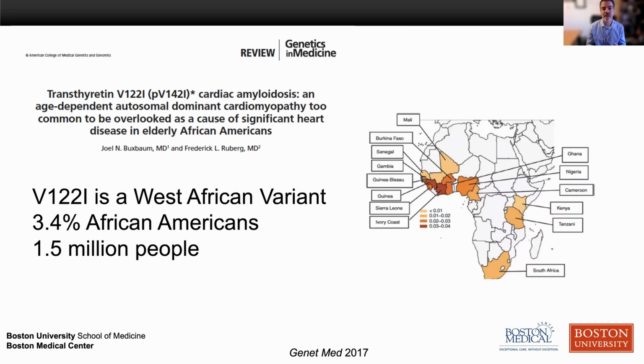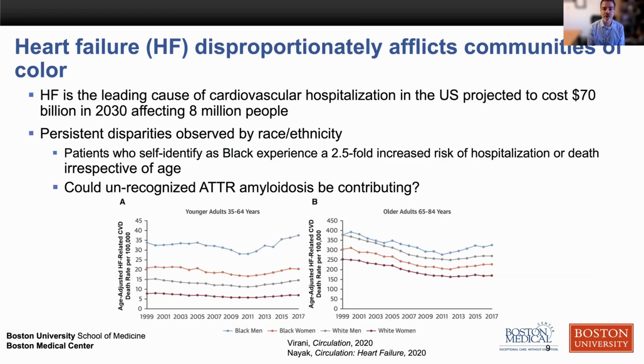So it becomes critically important to understand who does and who doesn't have this variant, their risk for disease, and furthermore, because there are now treatments available, to make sure that patients with this variant and amyloidosis are included in clinical trials to test new therapies. We know that heart failure disproportionately afflicts communities of color in the United States. We know that it will cost a tremendous amount to the U.S. healthcare system and affect a large number of people over the next 7 years or so.